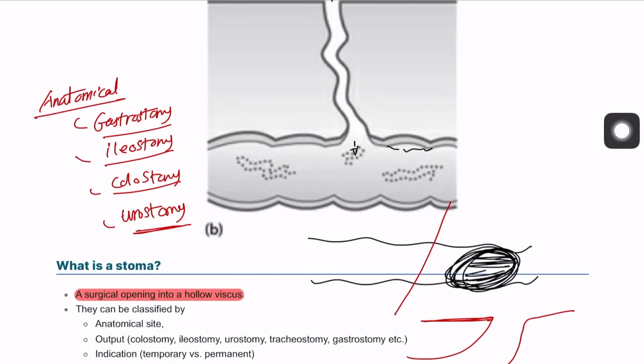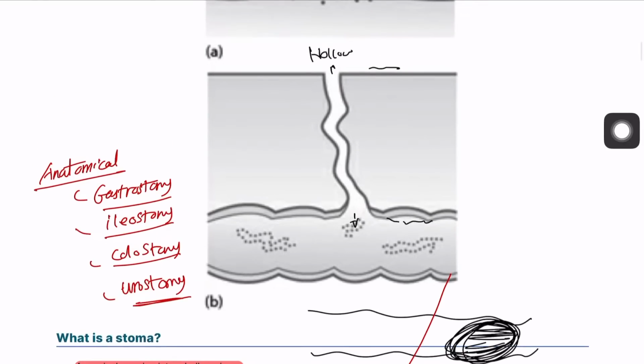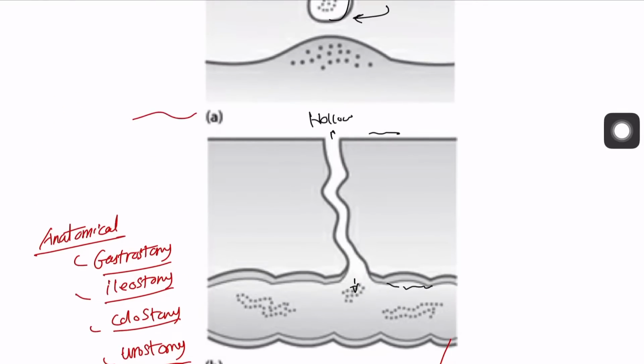So let's say we have a patient, and if this is the bowel, we made a cut in there, and we brought the proximal part, just like that, to the skin. So that would be the skin on both sides. But I mean, it wouldn't exactly look like that. It would be some sort of like this.